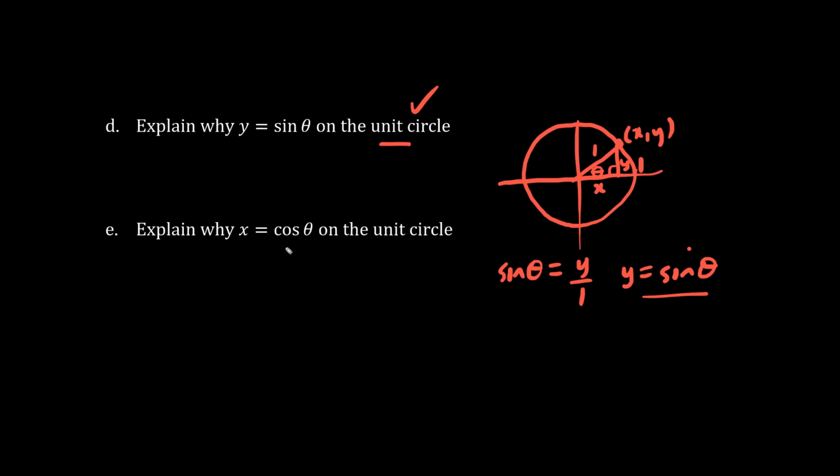Similarly, let's use SOHCAHTOA to figure out why x is cos theta. Cos theta is adjacent over hypotenuse. And adjacent here is x. It's x over the hypotenuse, 1. Anything divided by 1 is itself, so x equals cosine of theta.